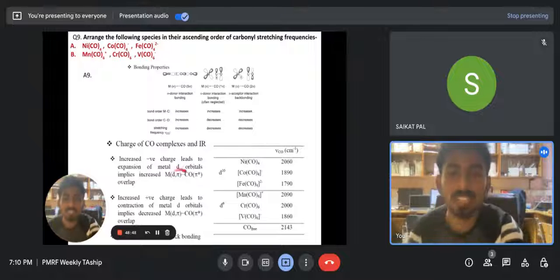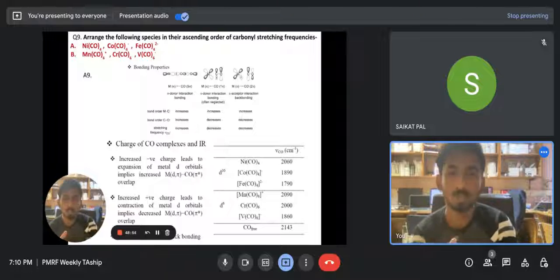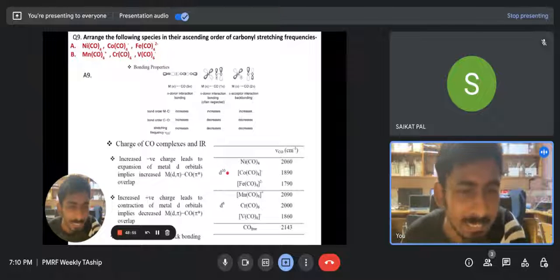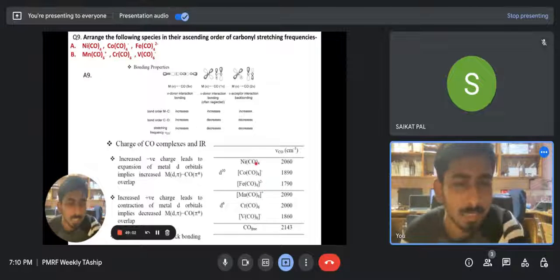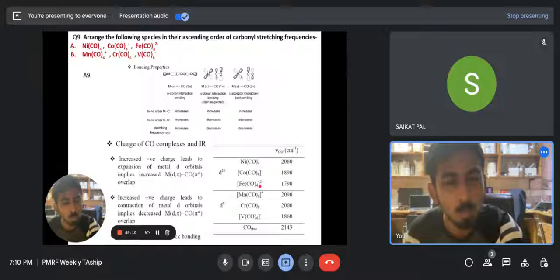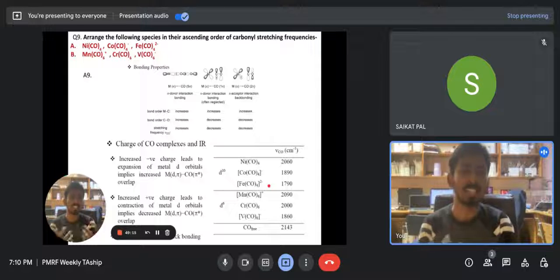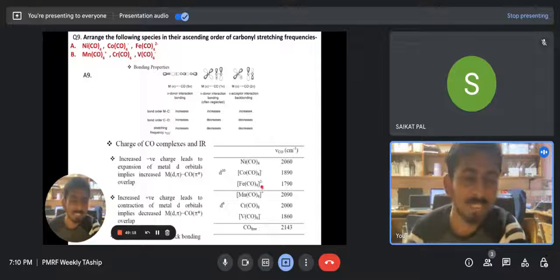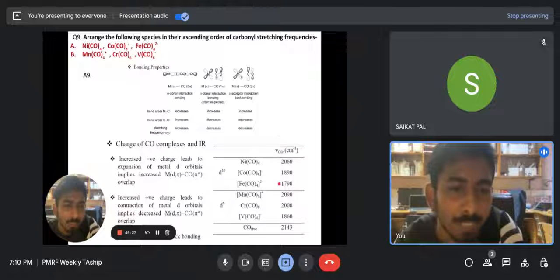An increased negative charge leads to the expansion of metal d orbitals, which implies increased metal dπ to CO π* overlap. You see this is a d10 system: Ni(CO)4, [Co(CO)4]−, and [Fe(CO)4]2−. The net negative charge is increasing in the order from Ni(CO)4 to [Co(CO)4]− to [Fe(CO)4]2−. All are d10 systems, but the negatively charged species has the highest electron density. That's why the donation of negative charge density to the CO bond is highest in the case of iron carbonyl. That's why the decrease is most in this iron carbonyl.